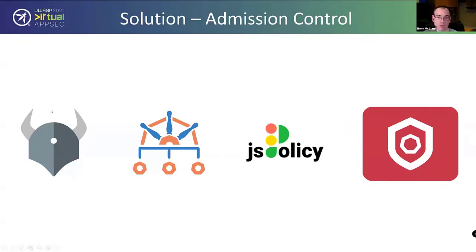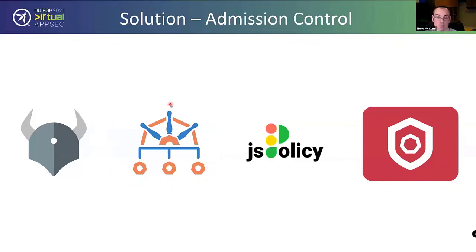Each of these has got its own strengths. The two biggest ones are OPA Gatekeeper. This is a generic policy engine, which happens to cover Kubernetes. It does lots of other things as well. So if you're looking for a generic policy engine, something which can do security policy work across many different services, OPA is a great place to look.